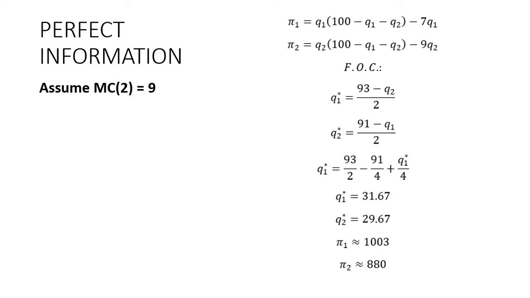So q1 will be approximately equal to 31.67 and q2 will be about 29.67, which makes sense because in Cournot duopoly, the party facing higher marginal cost will produce less in comparison to party facing lower marginal cost. Okay, accordingly, pi1 is calculated using this formula. So basically you just have to put optimal quantity of production to the formulas of profit. So pi1 is going to be equal to 1003 and pi2 is going to be equal to 880.